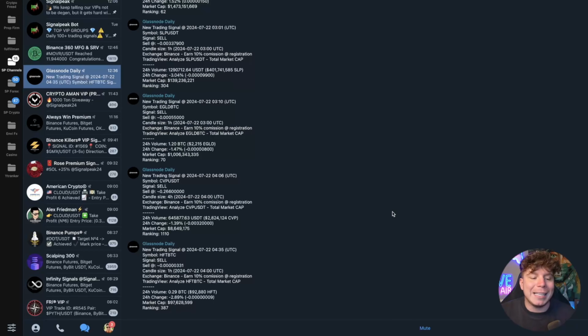The one I've been using lately is Glassnode Daily. The reason I use this is because it is so intriguing the way they trade this, and the percentages I earn are absolutely insane. So they come like this, okay? They say new trading signal on the day, HFT BTC. That is the symbol that you're going to search on your exchange. Selling it. Here is the price that you're going to sell it at. The candle size, if you track it, is 1 hour, and that's where their markup has come from.